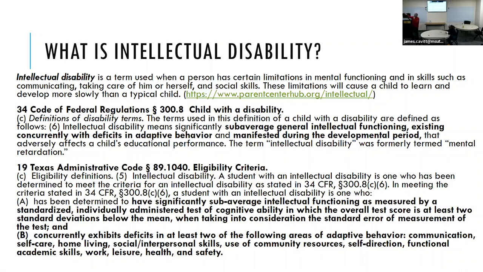Directly from IDEA, this 34 Code of Federal Regulations, it says, this term used in the definition of a child with a disability is defined as follows. Intellectual disability means significantly subaverage general intellectual functioning existing concurrently with deficits in adaptive behavior and manifested during the developmental period, that adversely affects a child's educational performance. And it was formerly termed mental retardation.